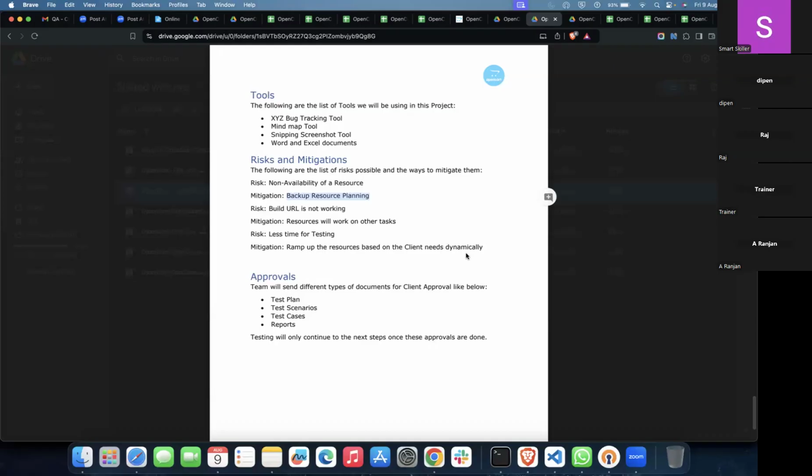Now, there are a few ways with which we can mitigate the risk. One way is to ramp up the resources based on the client's need. We can ramp up resources, but as soon as we try to ramp up the resources, the cost is going to increase. So we need to take the client's approval before ramping up the resources. So this mitigation is not always possible.